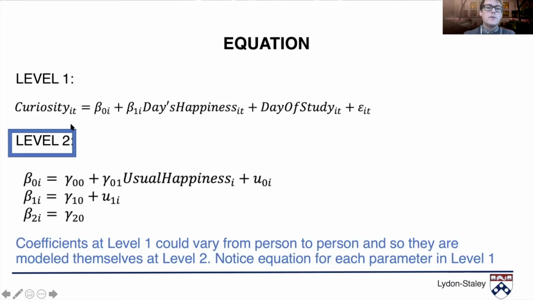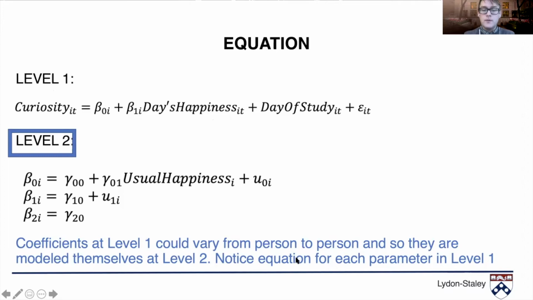All right, so that was level 1, and that was mostly about the time-varying stuff. You notice that there are lots of T's in this level 1, indicating time or day of study. When we go to level 2, these are about between-person differences. So these coefficients at level 1, there should be a beta 2 here again, could vary from person to person. And so they themselves are modeled at level 2.